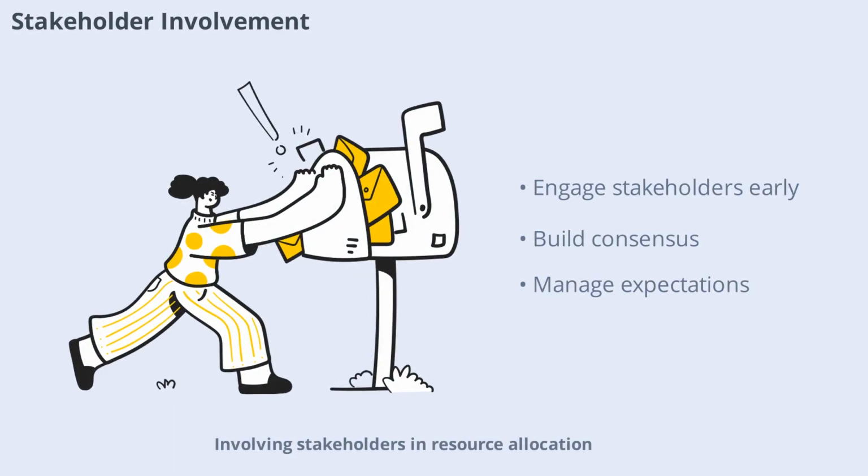Involving stakeholders in resource allocation decisions can lead to better outcomes. Stakeholders often have valuable insights into project priorities and constraints. By engaging them early and often, you can build consensus and ensure that resources are allocated in a way that supports everyone's goals. This collaborative approach also helps manage expectations and reduces the risk of conflict.